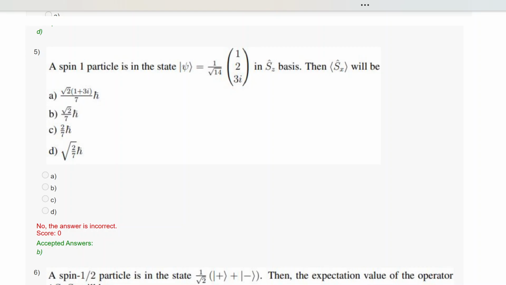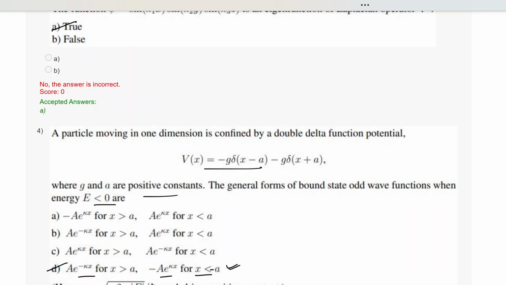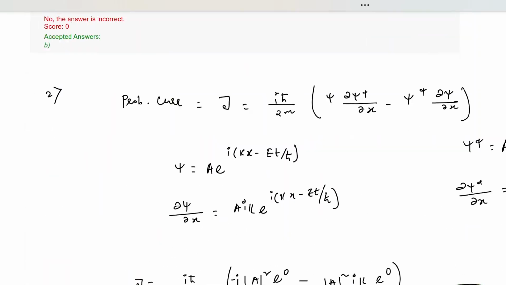Now question number 5 is that a spin-half particle in the state half plus minus, then the expectation value of the operator sx x sy will be how much? Sorry, I skipped one question. So question number 5 is a spin 1 particle in the state psi in the sz basis, then the sx expectation value is what? So let us go here.